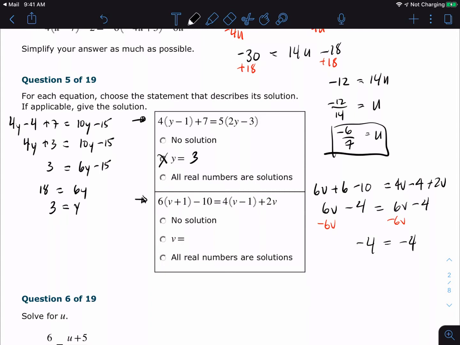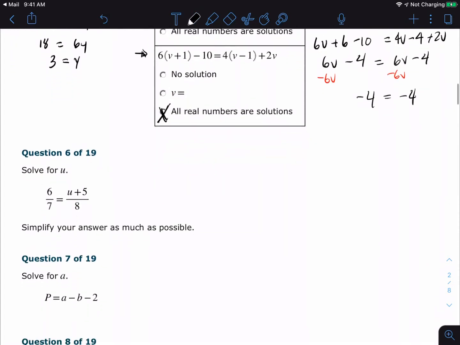Well, when is negative 4 equal to negative 4? That's always. So since that's always, that's going to be all real solutions. Now, just in case you have a no solution on the exam, if either one of these would have ended up with something silly, like 3 is equal to 4, well, when is 3 equal to 4? That never happens, and so that would have been an example of a no solution.